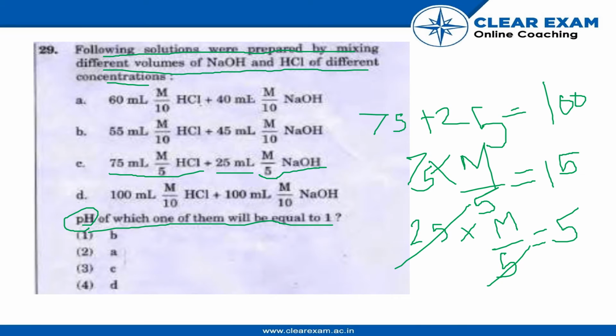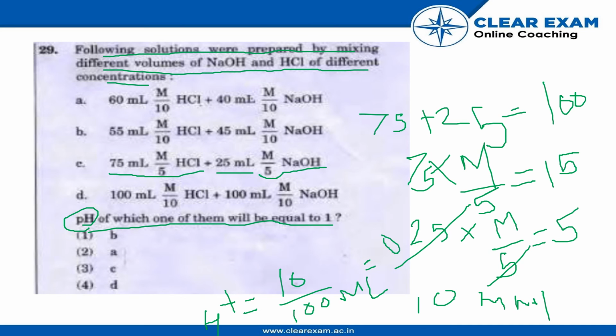So the 5 millimoles of NaOH will neutralize the 5 millimoles of HCl. So we are left with 10 millimoles in total. So the H+ from HCl equals 10 millimoles upon 100 ml. That's the total we got, and that's 0.1 M, right?